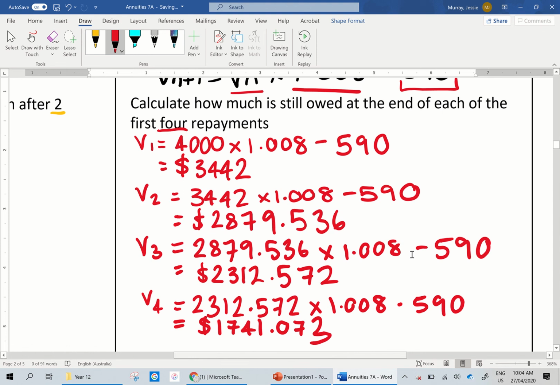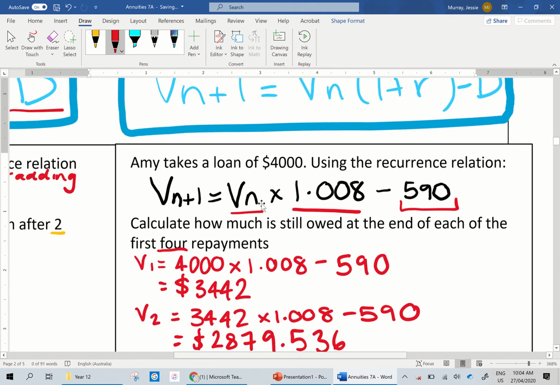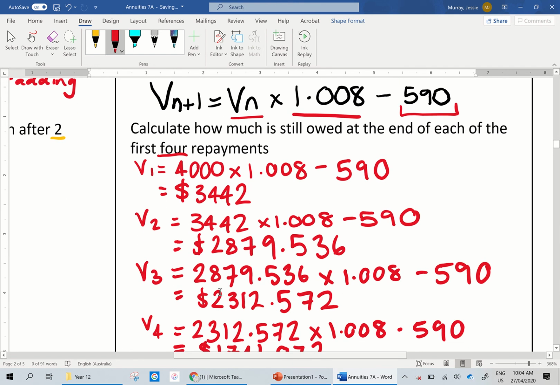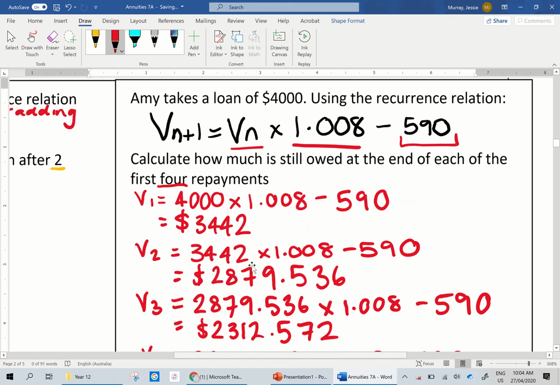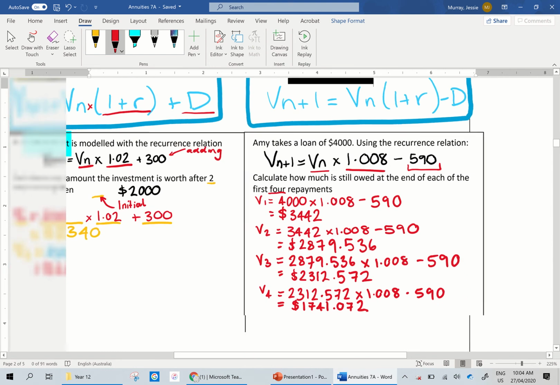Okay, so if the question asks you for what's owing on the loan after the 4th repayment, you have to do all the ones before. You can't just sub the values straight into the formula with V4, because you need to know what V3 is to put into here. And to know what V3 is, you needed to calculate what V2 was. And to know what V2 was, you need to calculate V1. So they'll never say something like how much is still owed after the 15th repayment, because that means you would have to do this 15 times. It's usually only small numbers to get you to do that.